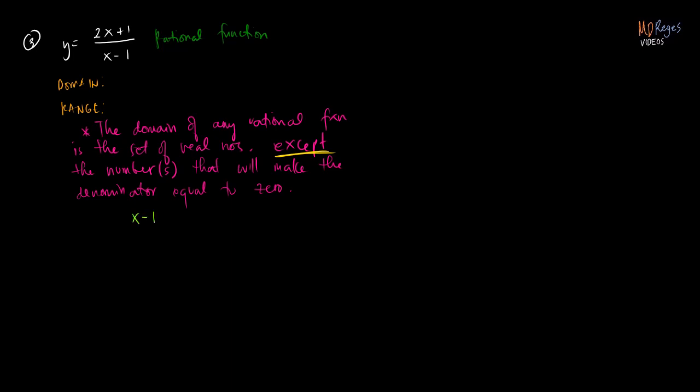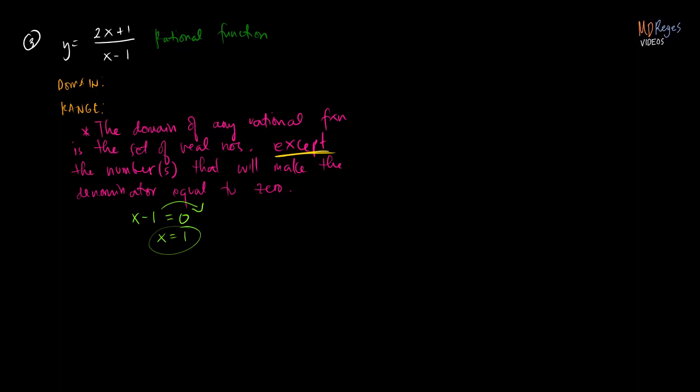So the denominator is x minus 1. If we equate this to 0, then we can solve for the number that will make x minus 1 as 0 by transposing negative 1 to the other side. We'll get x equals 1. So whenever x is equal to 1, the denominator becomes 0.